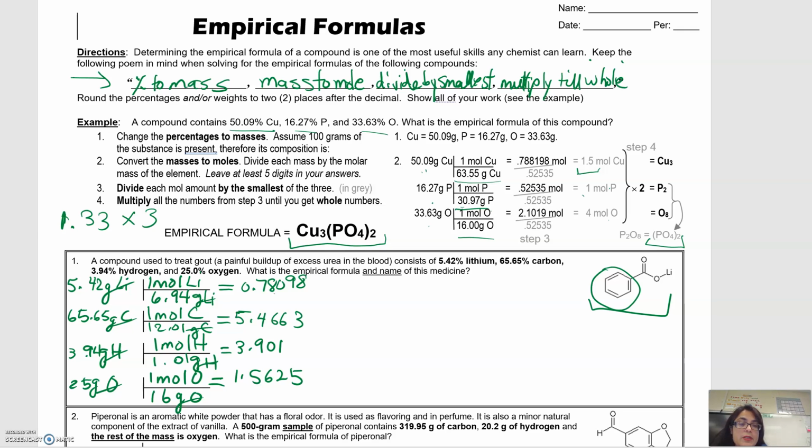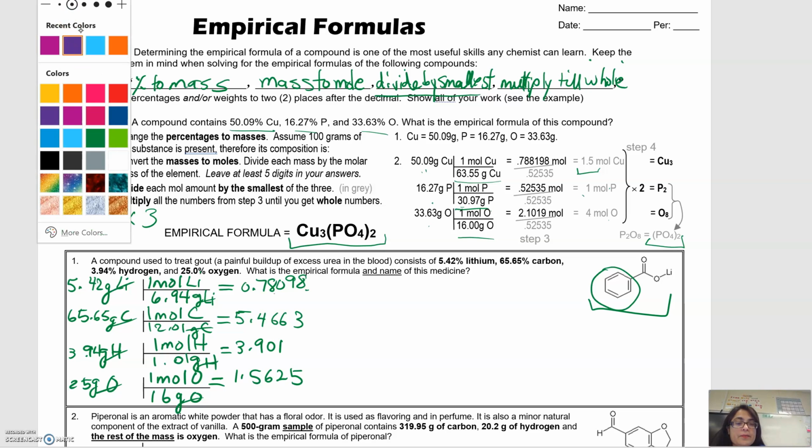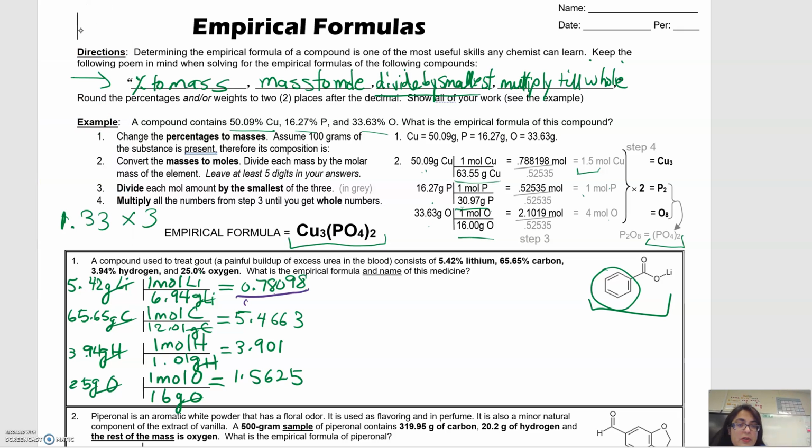So now let's see which one is the smallest. The rule says divide by smallest. So let's see which one is smallest. It's clearly this one. We are going to divide each of these by the smallest number, which is right here. So 0.78098, 5.4663 gets divided by 0.78098, 3.901 gets divided by 0.78098, and 1.5625, 0.78098. This clearly is going to be 1.